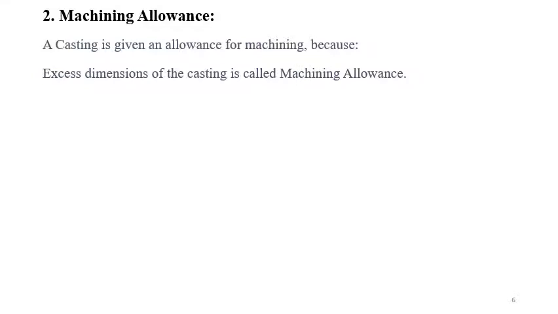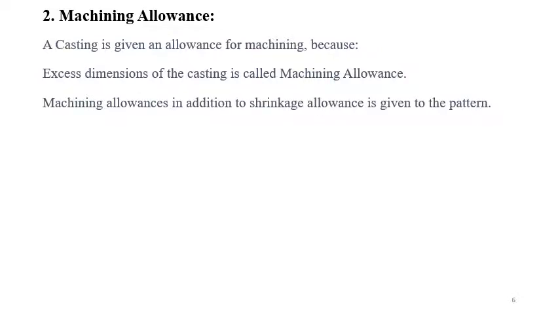Next, the second one is machining allowance. A casting is given an allowance for machining because of excess dimensions of the casting, called machining allowance. For example, for 10 mm you can take 11 to 12 mm and put it on the pattern. The excess material or dimension of the casting is machining allowance, to remove the extra amount of material as per your requirement. Machining allowance is given to the pattern in addition to shrinkage allowance.